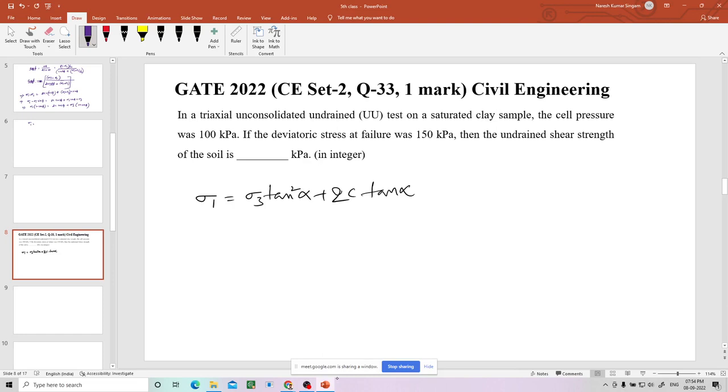Yes, sir. So this is the formula which we derived: sigma 1 equals sigma 3 tan square alpha plus 2c tan alpha, where alpha equals 45 plus phi by 2, right? Now see, we will solve this problem now.